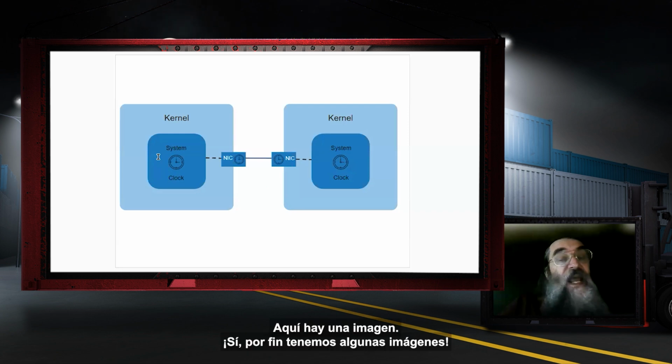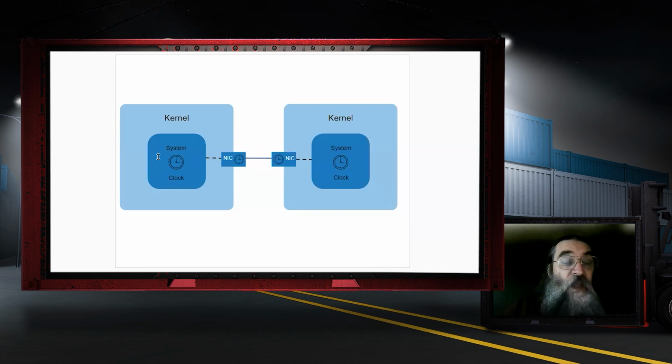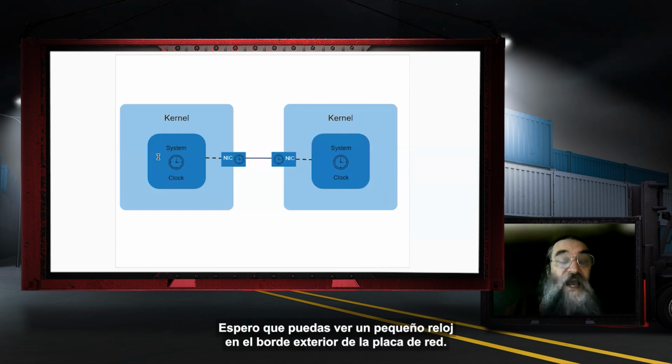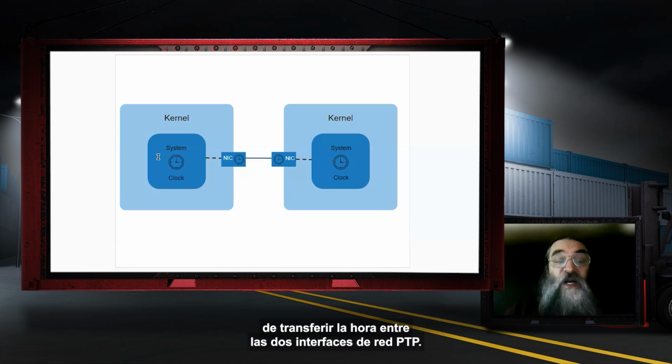Here's a picture. Yay! Finally, we got some pictures. I hope you can see the little clock on the outside edge of the NIC. You can see that pretty much nothing gets in the way of transferring time between the two PTP NICs.